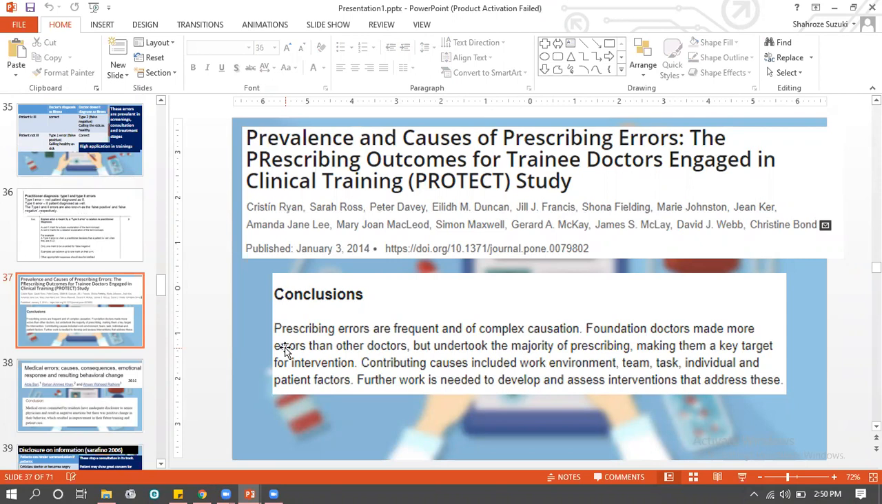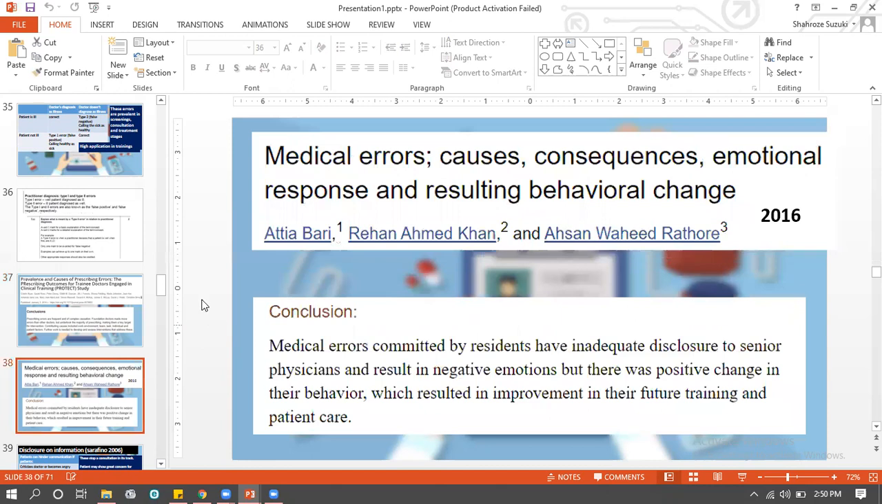So they said that the trainee doctors, the younger doctors, they make errors, and the reason they make errors is because they don't consult with the senior doctors, right? They are very self-reliant. The less they consult with the senior doctors, the more errors they make. Right? Same result as this.